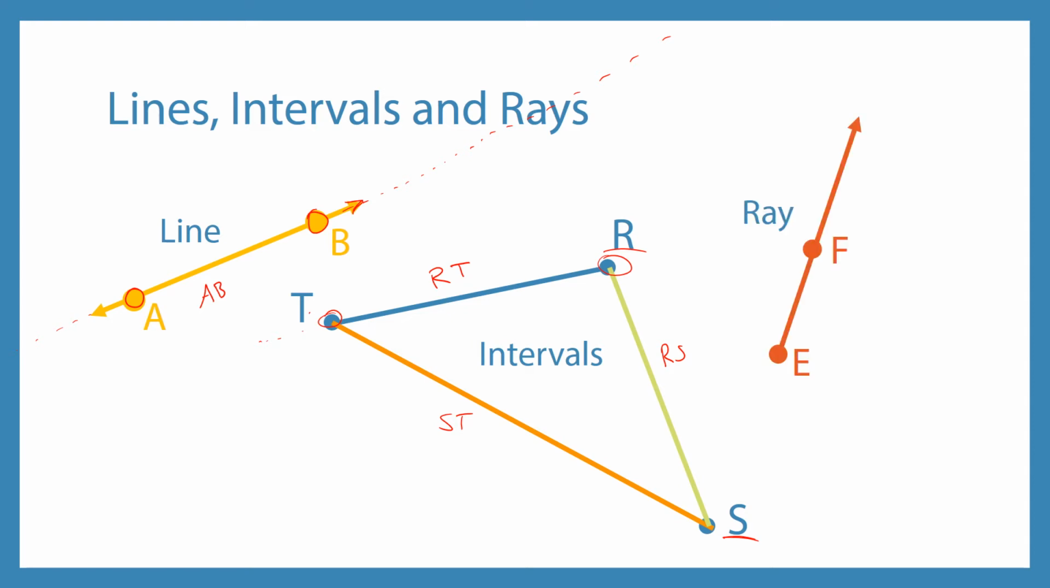Finally, we have a ray. A ray is halfway between a line and an interval. So a ray has a point where it ends. So down here we have E, where the ray ends. However, in one direction, the ray does continue forever. So this arrow here, as with the line, means that it continues forever. So our ray here, what do you think that we would label it? So it's like all of the others. We take our letters, put them in alphabetical order. So we get EF.